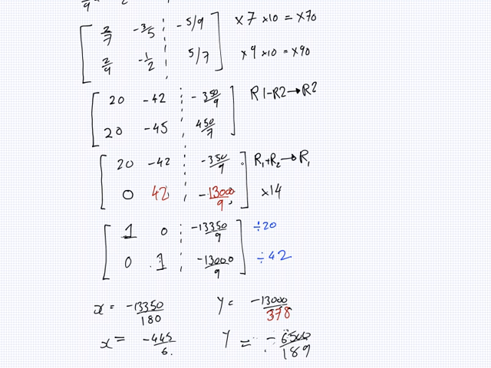I like this method because it works really well when the problem gets really big and really hard, you know? So like if you had four, W, X, Y, Z, then it works really well.